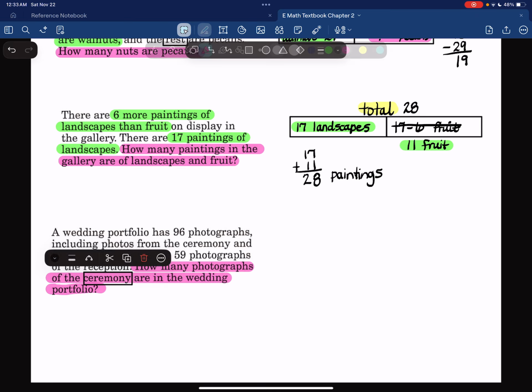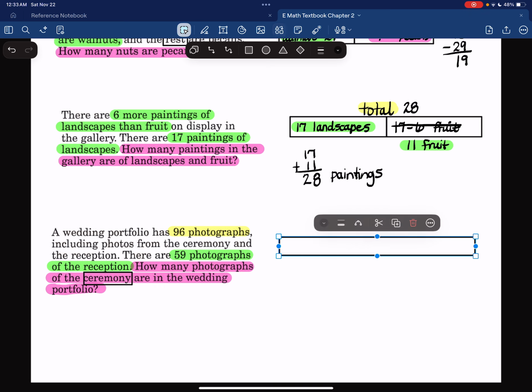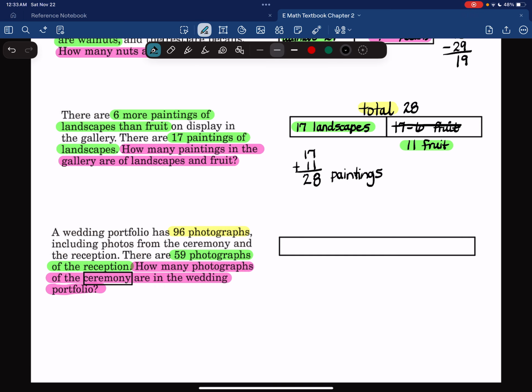So we should have a total, and we do. That's the 96. And we have another piece of information. 59 are of the reception. So this is a one-step problem. You could do it with an algorithm if you already know what to do, but I'm going to draw the model in case you don't.